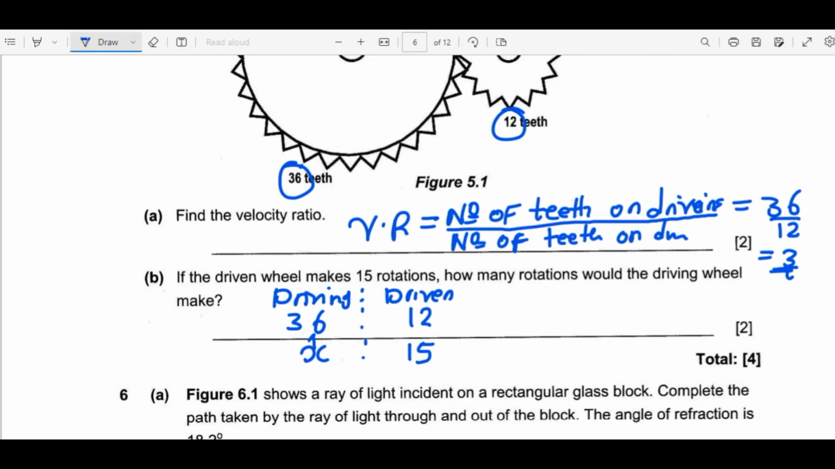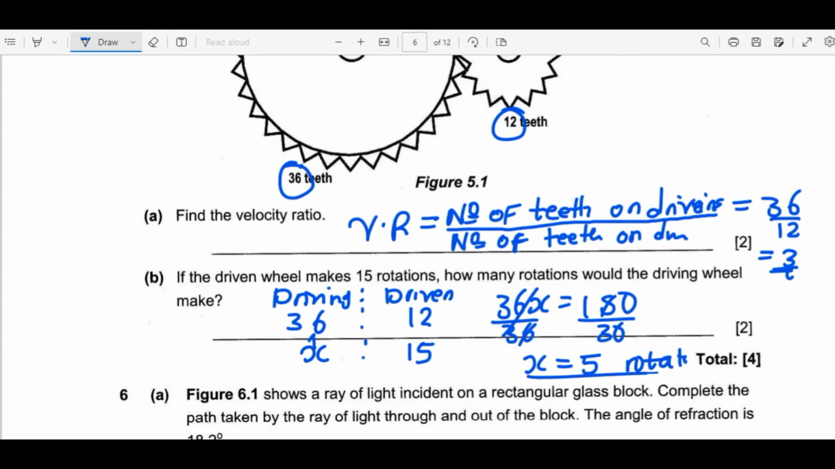So it's 36 times x, which gives us 36x, equals 12 multiplied by 15, which is 180. So x is 180 over 36, which is 5 rotations, and it makes sense if you analyze that.